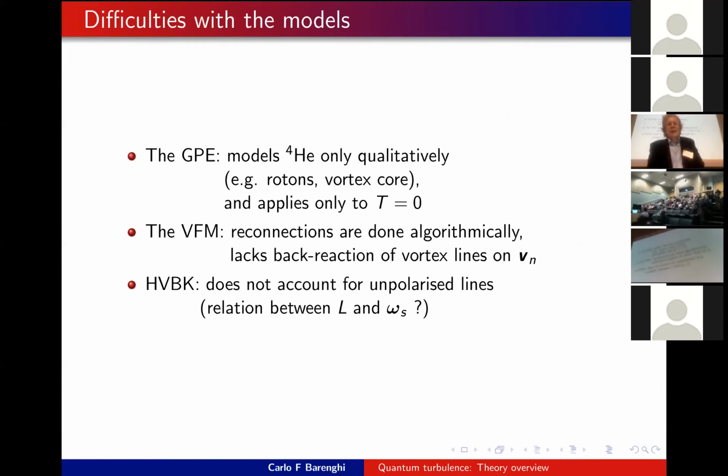And if we go to the Hall-Vinen-Bekarevich-Khalatnikov description, the major problem there is that we don't know how to distinguish between the polarized and unpolarized lines. Clearly, if they're all polarized, then it makes sense to define our coarse-grained vorticity, and the equations work. But if there is much unpolarization, if there is too much randomness, then that contributes to the dissipation rather than the vorticity. So the relation between the vortex line length or density and the superfluid coarse-grained vorticity is not clear at all.